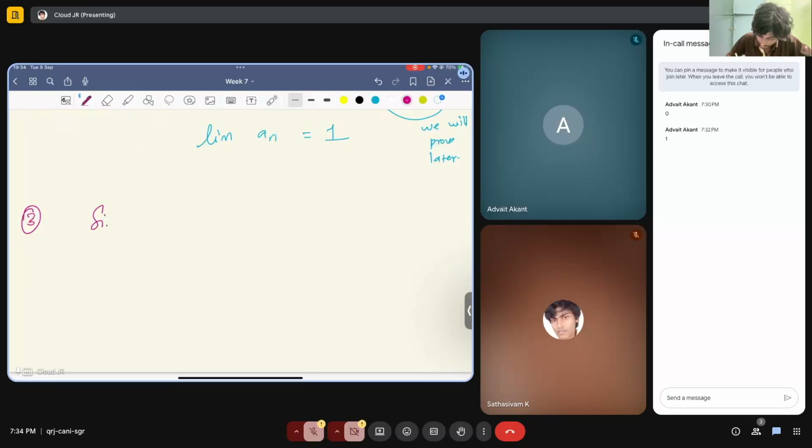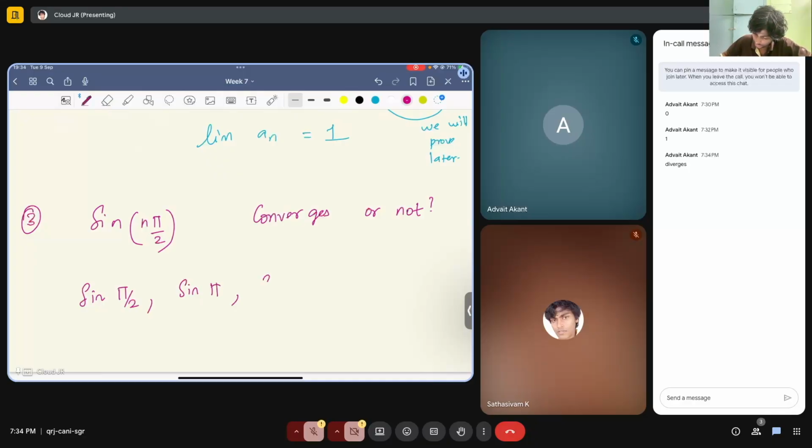Okay, so the third example is sine n pi, or n pi by 2 will do. So what about this one? Is it convergence or divergence? So it diverges, right? Why? Because you write the sequence first. The first term is sine pi by 2, and then you have sine 2 pi by 2, which is basically sine pi, and then you have sine 3 pi by 2, and then you have sine 2 pi, etc., right? And it keeps going.